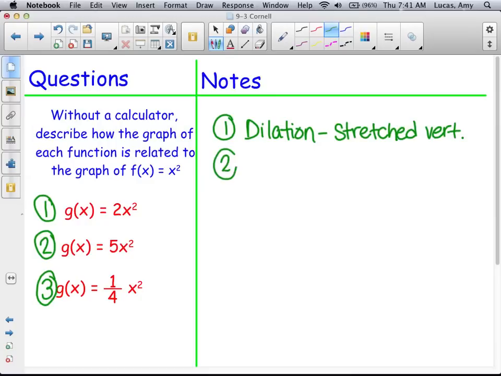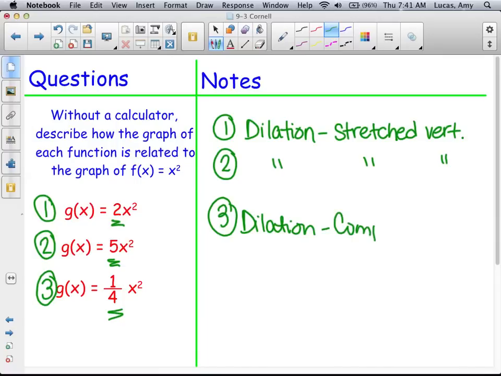Number 2. Now we have a coefficient of 5. So again, it's a dilation and it's stretched vertically. It's actually stretched even more than the first one. The higher the coefficient number is, the more stretched it is. And number 3, with a fraction of 1/4, because that is less than 1, you'll see that that is a dilation, but it is compressed vertically.